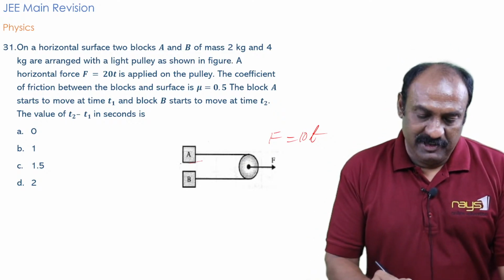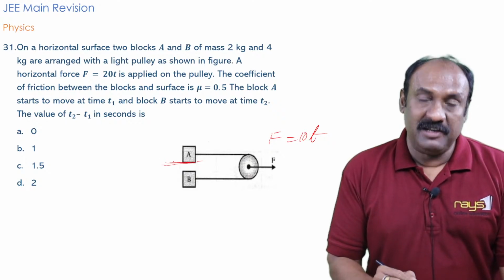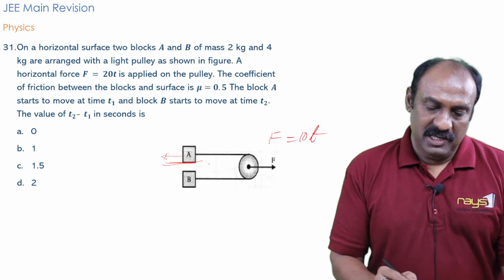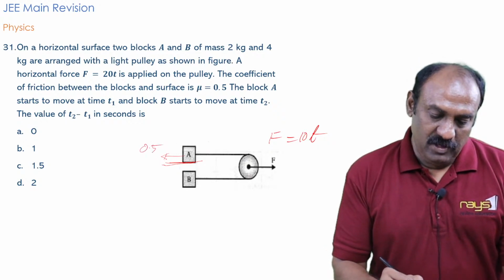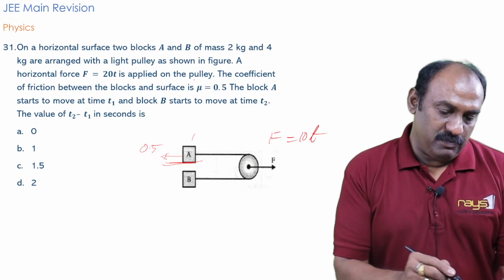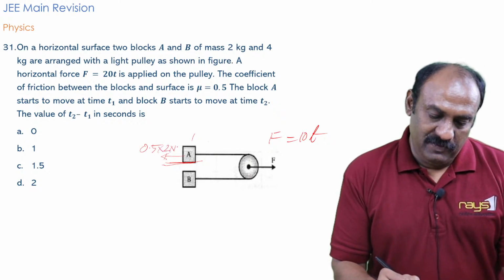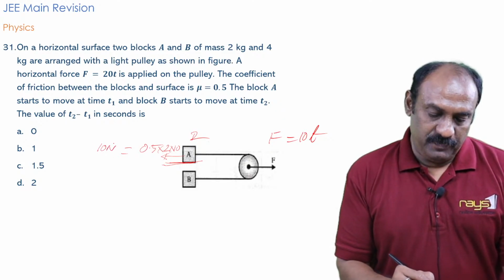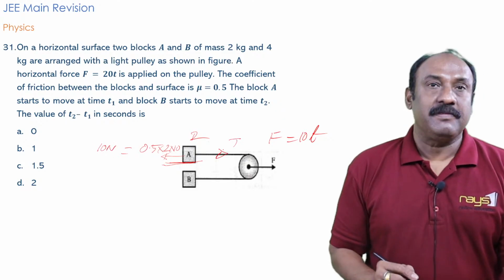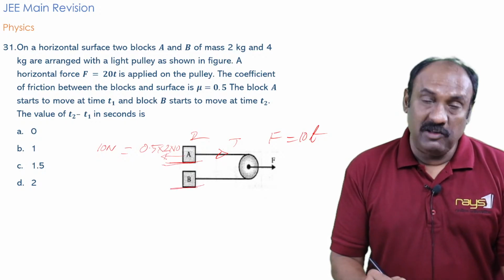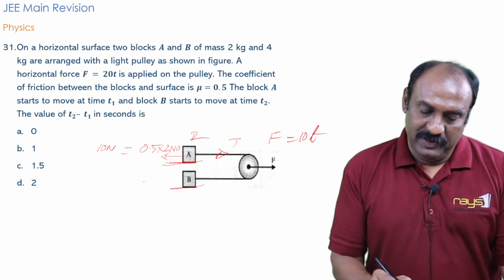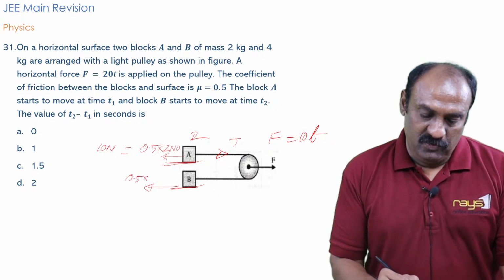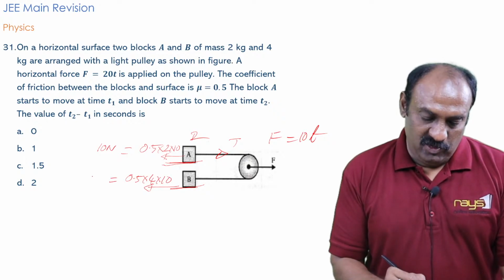But here it is on a horizontal surface, so it starts motion only after some time interval, because the limiting friction is mu mg. What is the mu value? 0.5, into the mass of this block, which is 2 kg, into g value 10. So that equals 10 Newton. The tension in the string is T. At the same time, the second block also begins to move after some time interval. So what is the frictional force here? It is 0.5 into 4 into 10, that equals 20 Newton.